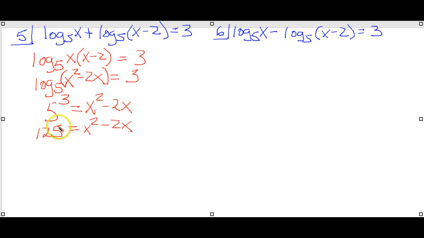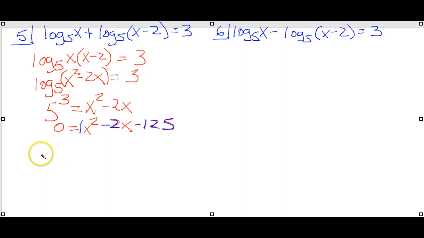Going to bring this 125 over to this side as a negative 125, and we can just erase it there. And that's equal to 0. Now this doesn't factor, and the only way we could do it, we could try completing the square or just use the quadratic formula, where our a term is 1, our b term is a negative 2, and our c term is a negative 125.